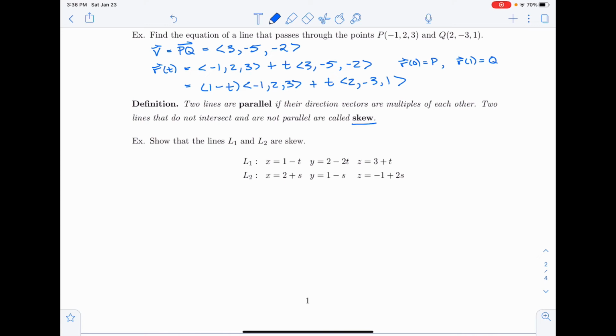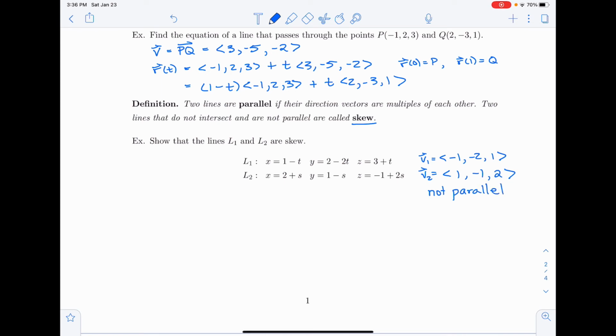Okay, so now first I can just look at the direction vectors. The direction vector for L1 is the coefficients of t, which are negative 1, negative 2, and 1. And the direction vector for the second line are the coefficients of s, and those are 1, negative 1, and 2. And it should be pretty clear that v1 and v2 in this case are not multiples of each other, and so these lines are not parallel.